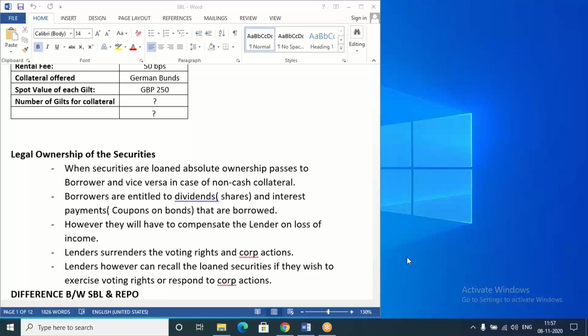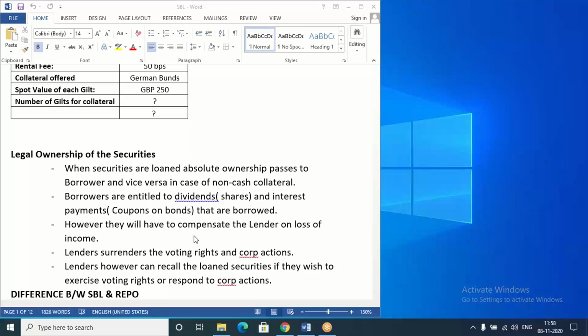From my experience in working in stock borrow lending, the maximum I've seen as a value date on a stock borrow lending contract is 15 days. Maximum. So it's a short term contract. I haven't seen anything more than 30 days. All right? Is that clear to everyone?